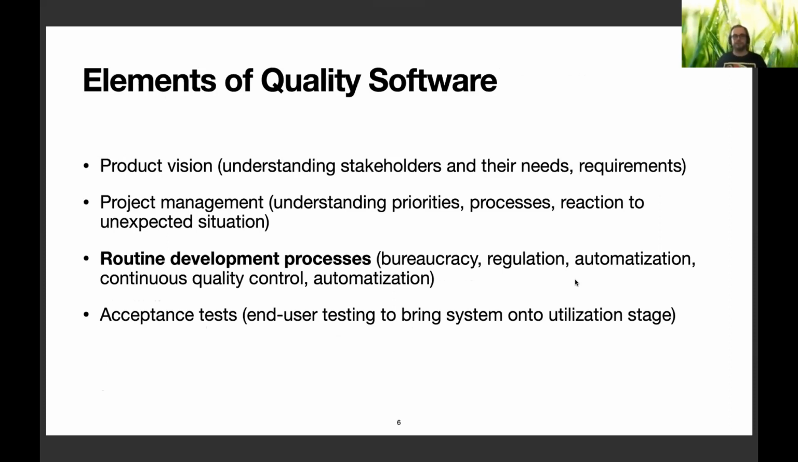So we know that quality of software is not a well-defined concept, and we need to work with it in a special case, in a special situation. But we can define the four major, but not all of them, elements of quality software, because without any one of them, we cannot in practice provide quality software as a result of our job. First, it is a product vision. That means the common understanding of stakeholders and their needs, their requirements.